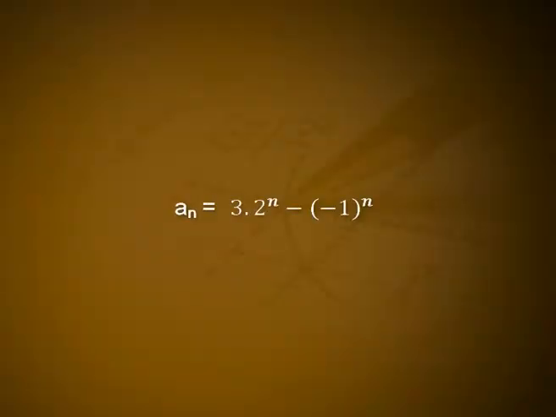Solving these two equations, we get that alpha 1 is equal to 3 and alpha 2 is equal to minus 1. Hence, the solution to the recurrence relation satisfying the initial conditions is the sequence An is equal to 3 into 2 raised to n minus 1 raised to n.